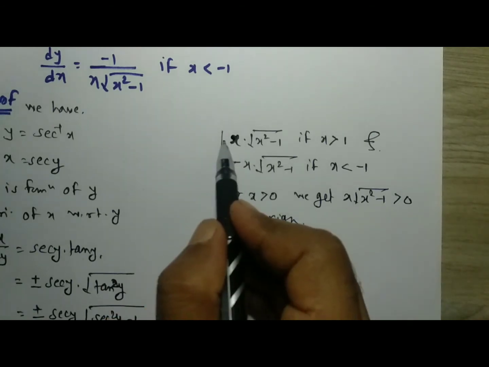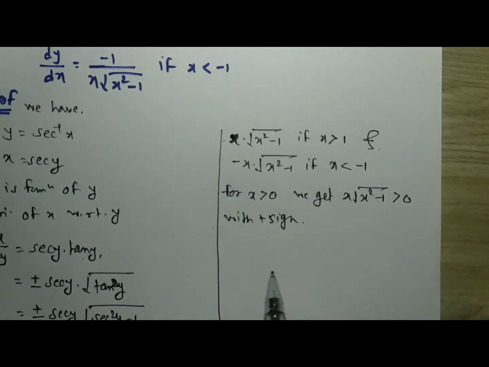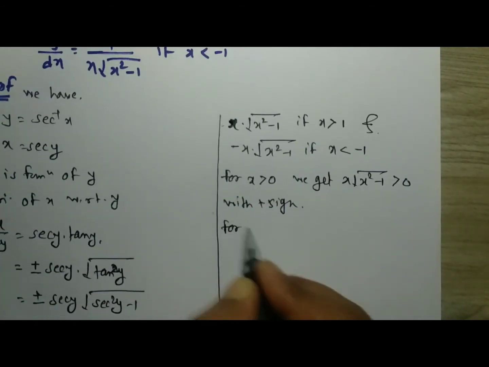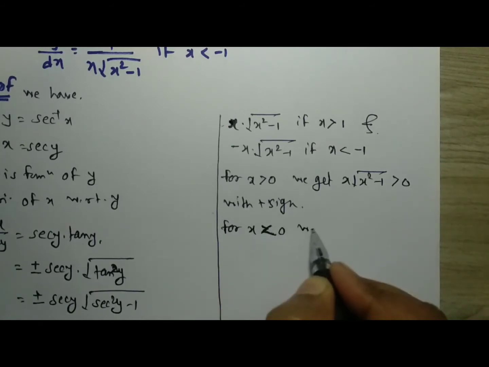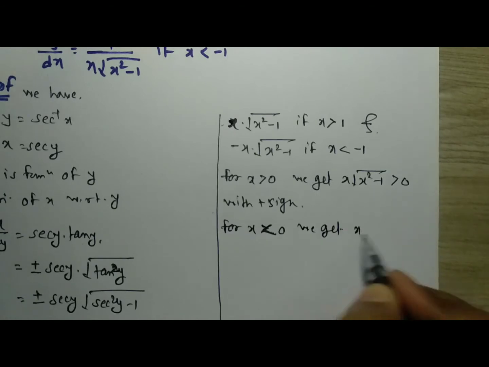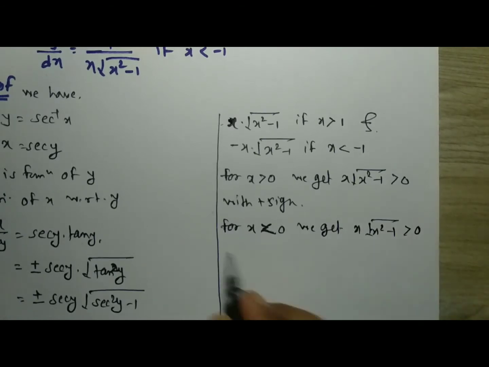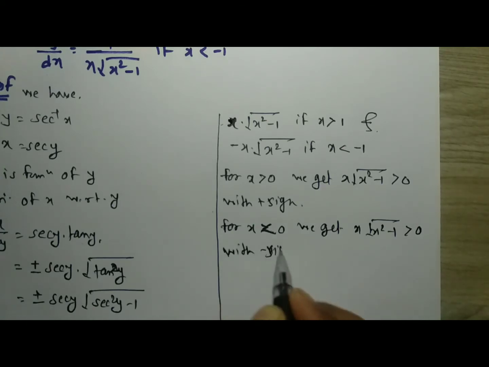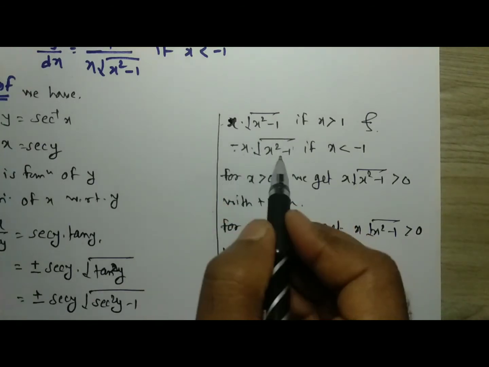That means you will get the plus sign here, and it is greater than 0 with the plus sign. For x less than 0, we get x into square root of x square minus 1 is always greater than 0 with the minus sign. That means you will take the minus sign here and this value becomes a minus.